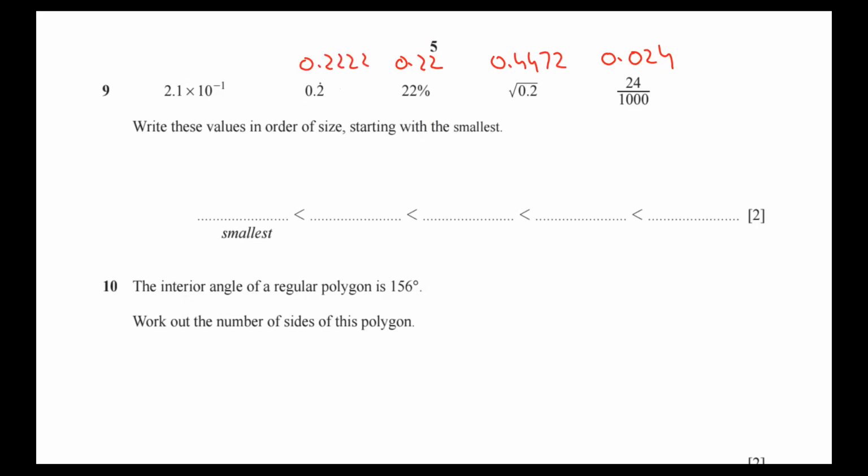Okay, what is this one? Some students don't know what the power negative 1 means. Let me tell you: if the power is positive, the decimal goes to the right side. If the power is negative, the decimal goes to the left side. The decimal is currently here, so when it jumps one place to the left, it becomes 0.21, and this negative 1 is automatically eliminated.